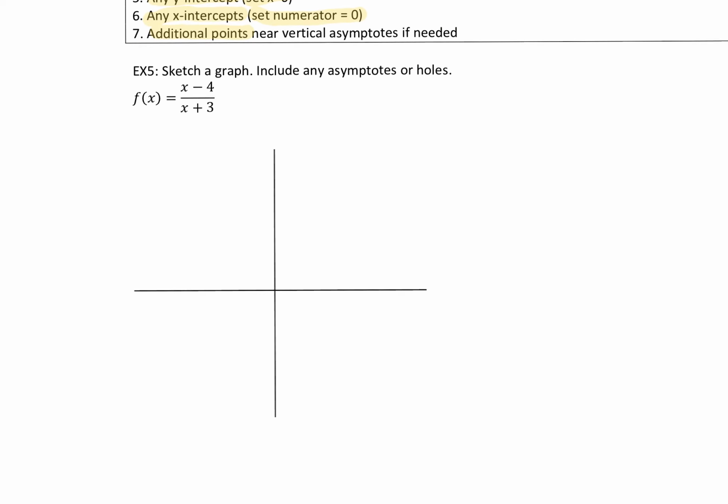Let's put this all together in example 5. So we're going to sketch this graph, and we're going to include any asymptotes or holes if there are any. First, notice that this function is factored. Nothing cancels. I notice that in the denominator x plus 3, if x is equal to -3, denominator is going to be equal to 0, which gives me my domain. It would be everything except -3, -infinity to -3, and then -3 to +infinity.